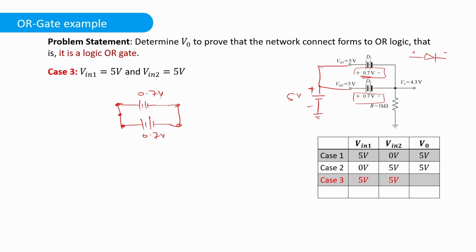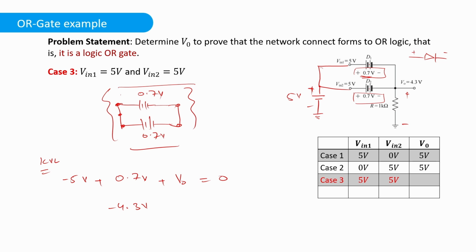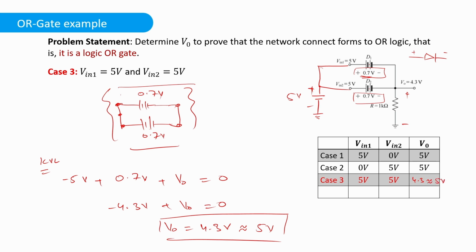How we are going to do that is that Kirchhoff voltage law will be same as before, minus 5 volt plus the combined voltage drop across this parallel circuit. So that is 0.7 volts plus V naught, which is the output across this resistor, equal to 0. So this becomes minus 4.3 volts plus V naught equal to 0. V naught equal to 4.3 volts, which is approximately equal to 5 volts in terms of logic gates. So I can write 4.3 volts approximately equal to 5 volts.